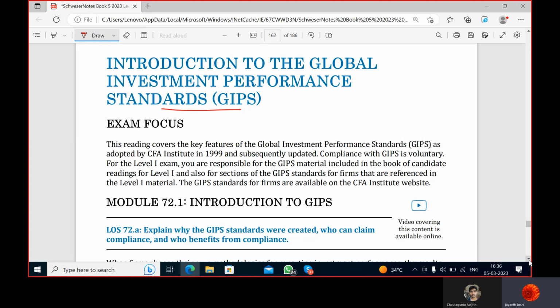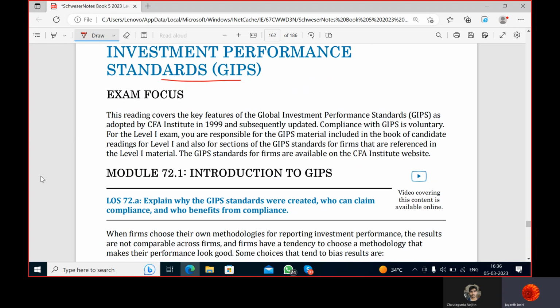So let's start this. This reading is an exam focus point. It covers the key features of the Global Investment Performance Standards that were adopted by the CFA Institute in 1999, and subsequently they have updated it. Compliance with GIPS is voluntary. Actually, it's not mandatory. Firms do that voluntarily.